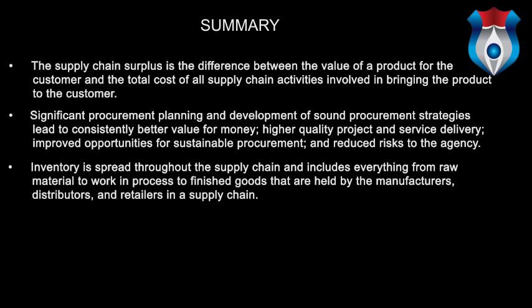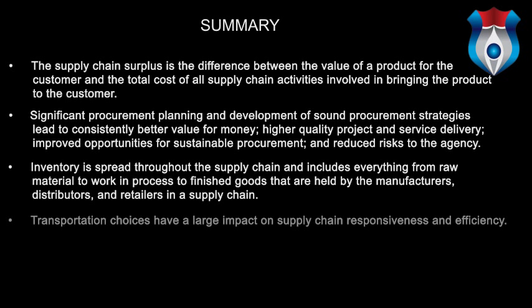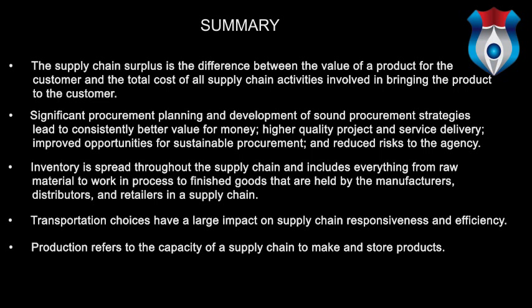Inventory is spread throughout the supply chain and includes everything from raw material to work in process to finished goods that are held by the manufacturers, distributors and retailers in a supply chain. Transportation choices have a large impact on supply chain responsiveness and efficiency. Production refers to the capacity of a supply chain to make and store products.